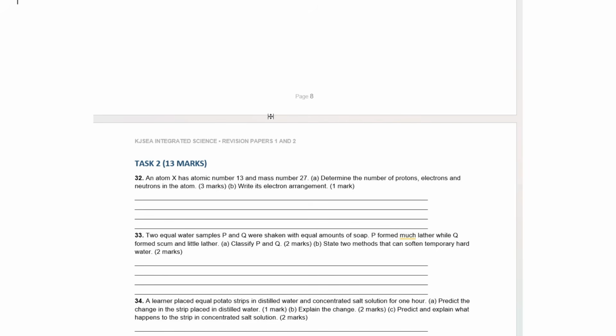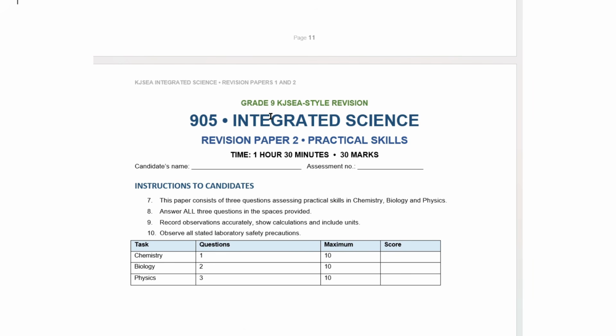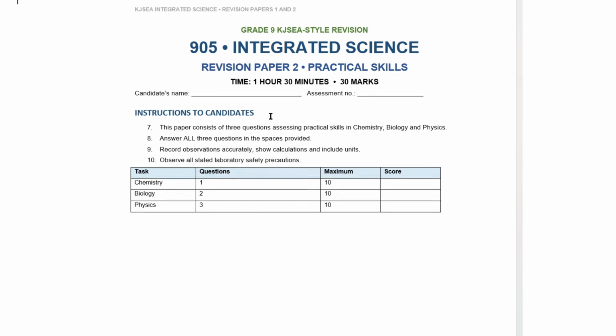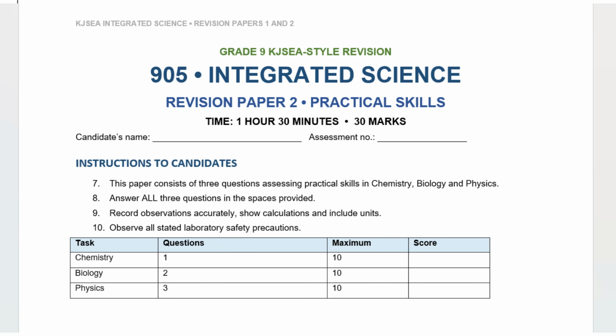So remember that this exam has paper 1 comprising 70 marks: 30 marks for multiple choice questions and 40 marks for structured questions. The structured questions are the ones that you just answer from your own mind. Then we have paper 2, which is 30 marks. Paper 2 has written questions that assess your practical skills in chemistry, biology, and physics.